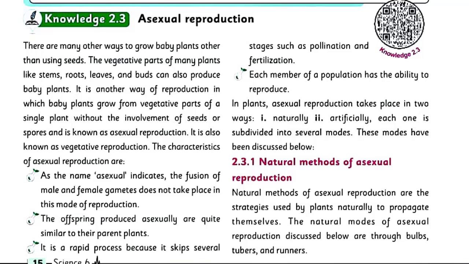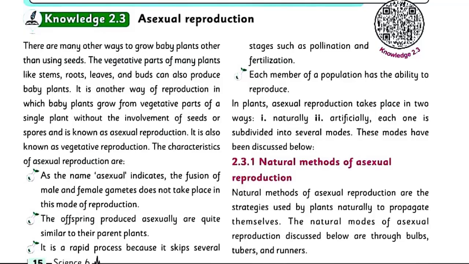The characteristics of asexual reproduction are, as the name asexual indicates, the fusion of male and female gametes does not take place in this mode of reproduction. The offspring produced asexually are quite similar to their parent plants. It is a rapid process because it skips several stages such as pollination and fertilization. Each member of a population has the ability to reproduce.